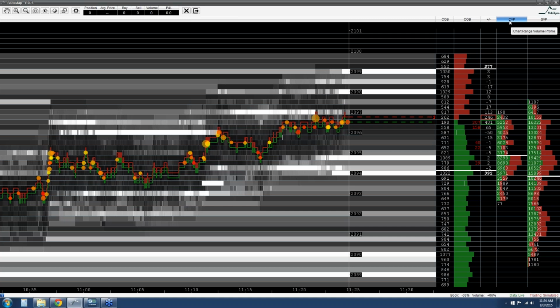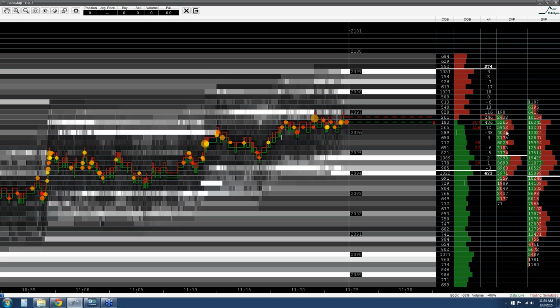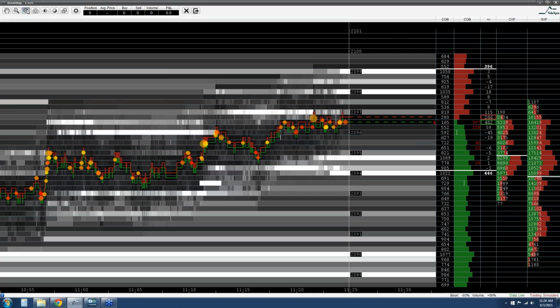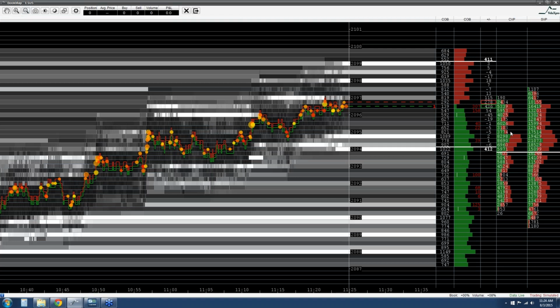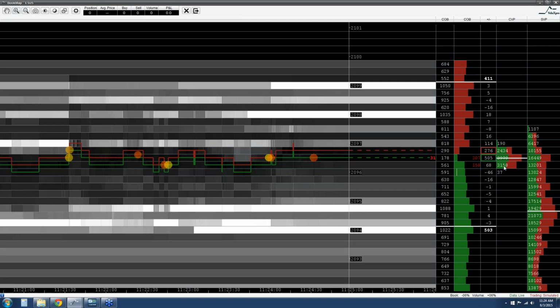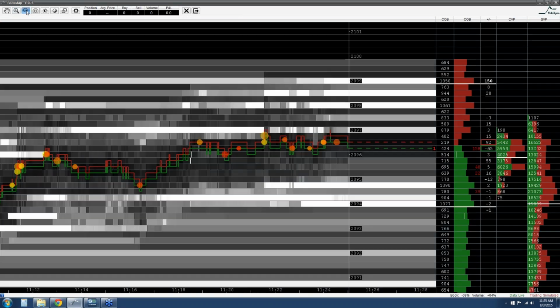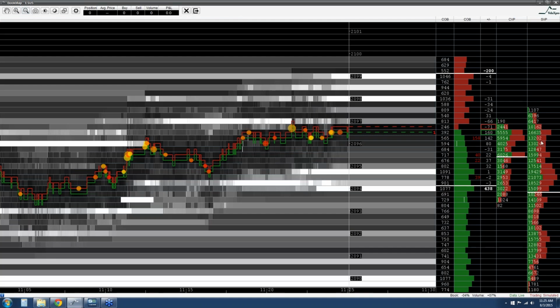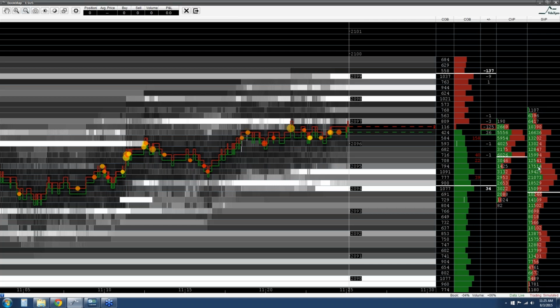In a nutshell, the chart range volume profile shows the profile and volume from the range that I have viewable. If I zoom out a little bit, you're going to see that change, and if I zoom in a lot, you'll also see that change. Session volume is from the moment that I opened up BookMap. It's showing the profile and the traded volume that took place.